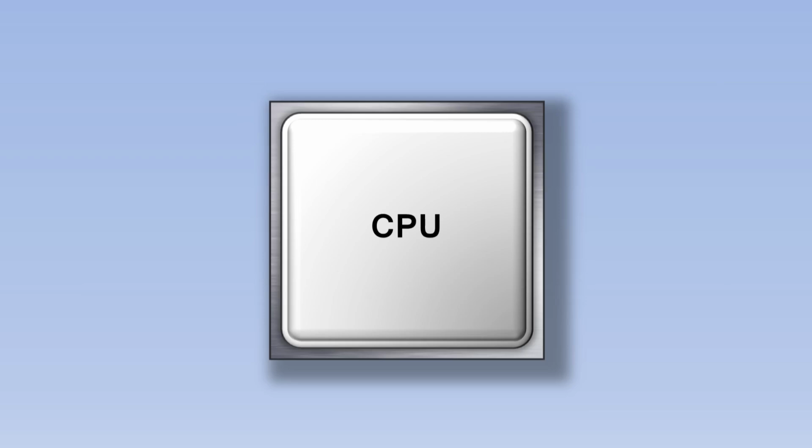The CPU, short for Central Processing Unit, is like the brain of the computer, and once you understand how it works, you'll understand the computer as well. Let's remove the cover of the CPU and zoom in to see what happens inside. There are lots of different wires carrying information around the CPU.